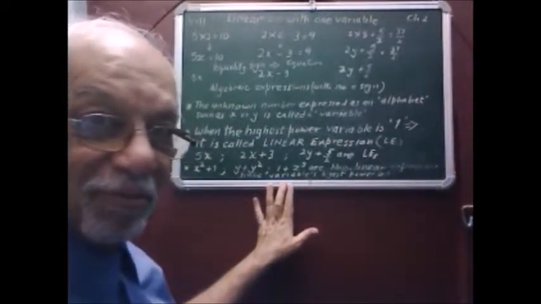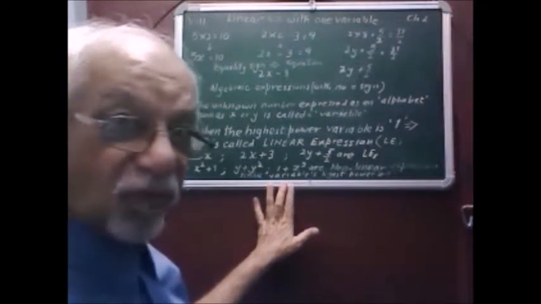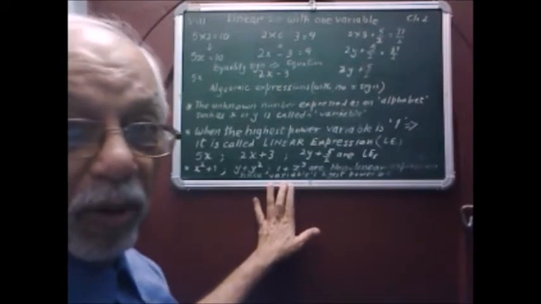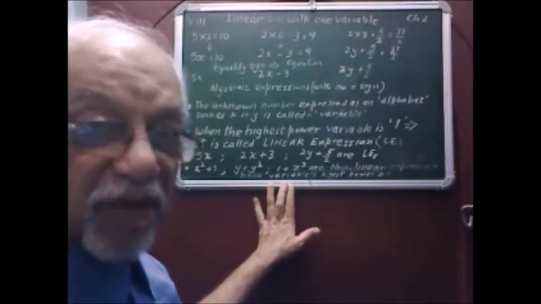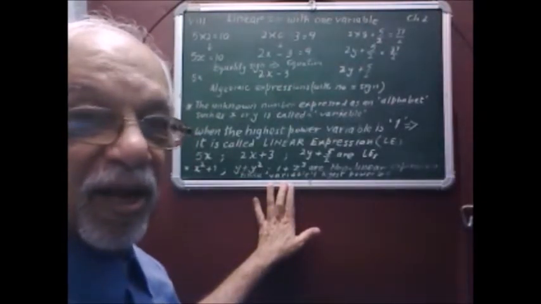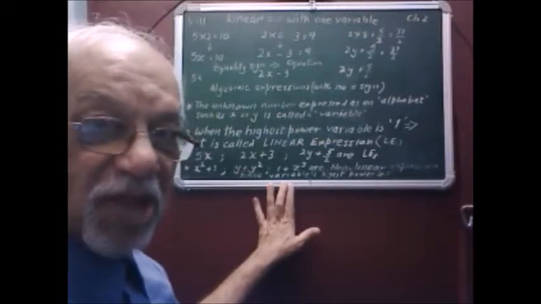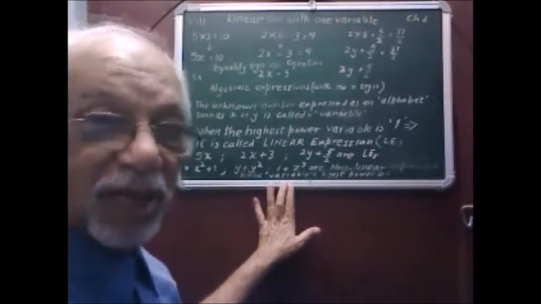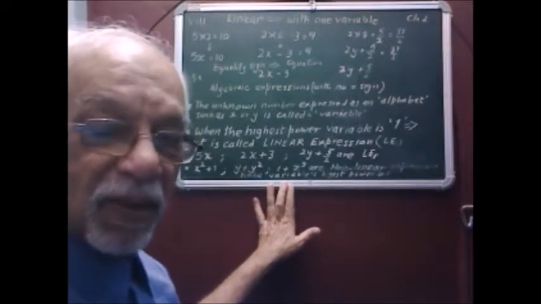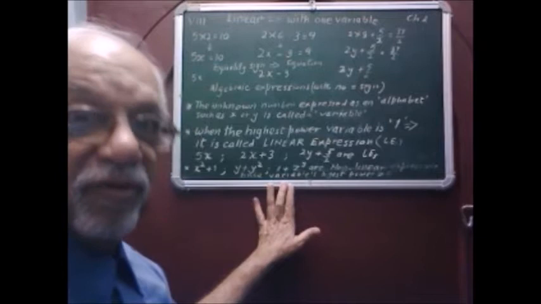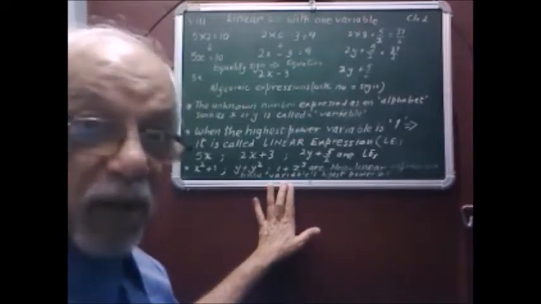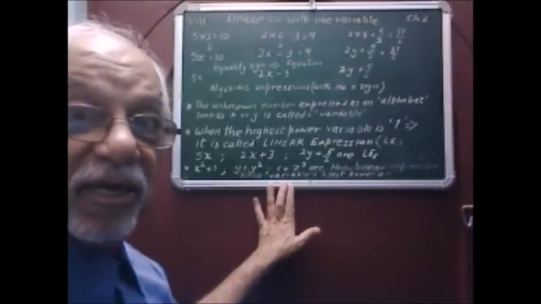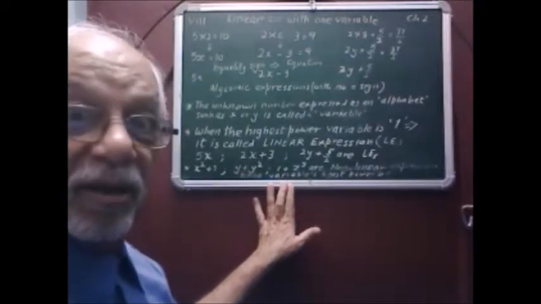So when we transform expressions from arithmetic by changing the number, which is called a variable, to an alphabet, such as A, B, C, D, or X, Y, Z, then it becomes an algebraic expression. And when the power of the variable is 1 in the algebraic expression, it is called a linear algebraic expression.